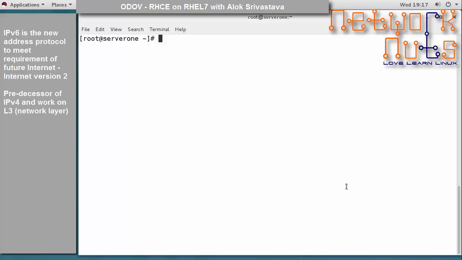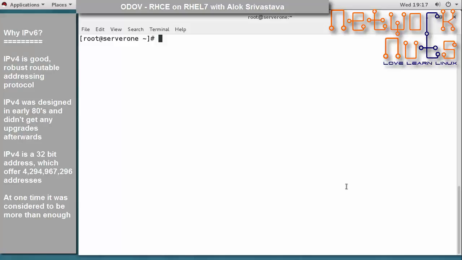But why do I need IPv6? IPv4 is working properly, why should I need it? IPv4 is a good, robust routing protocol. But IPv4 was designed in the early 80s, and since the 80s, it didn't get any upgrade or facelift. We learned in our previous classes that IPv4 is a 32-bit address. So a 32-bit address offers me around 4.2 billion IP addresses.